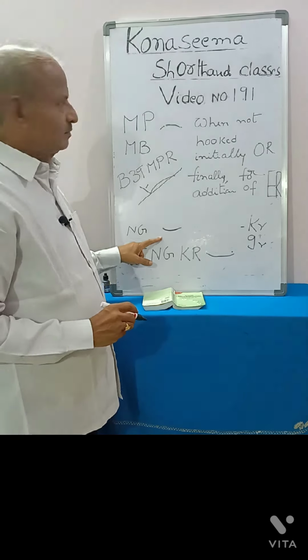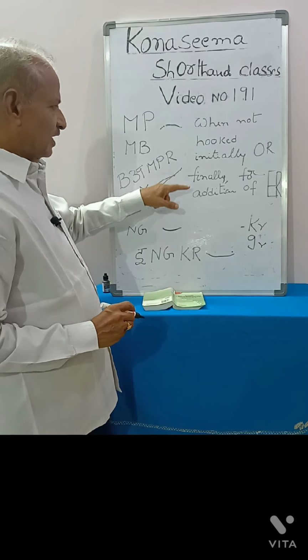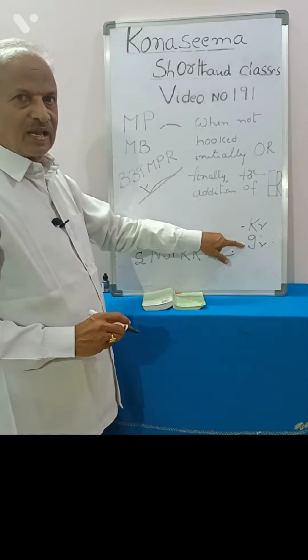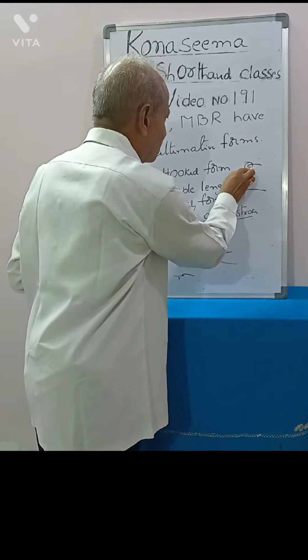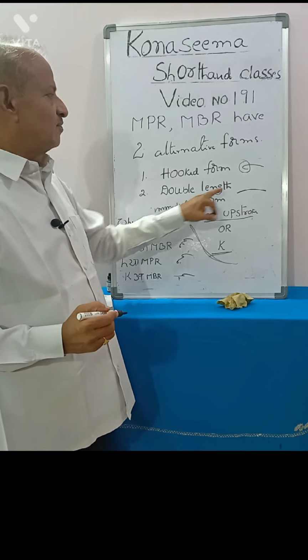This ing, when not hooked initially or finally, for addition of kar or gar. You see, ing kar, inkar. Now, to know that imper, imber is having two alternative forms. One is hooked form. This is hooked form, you see. This is hooked form. This is hooked form. And the second is double length form.